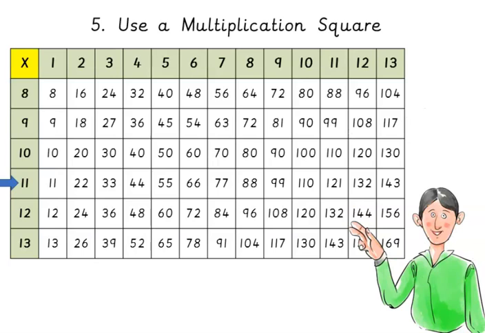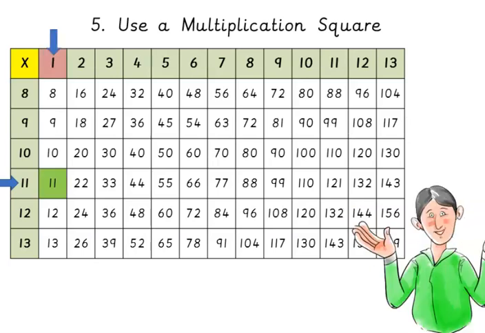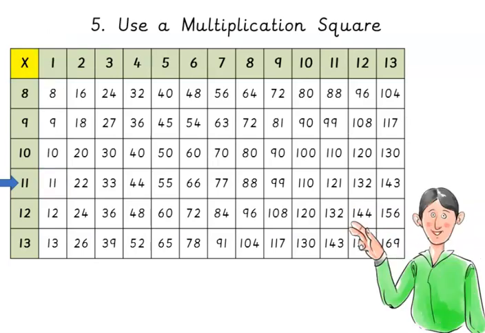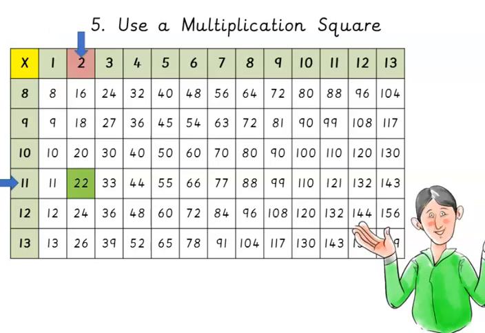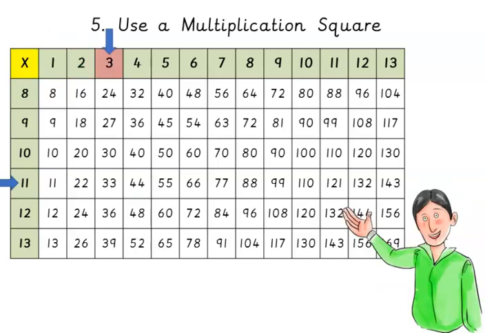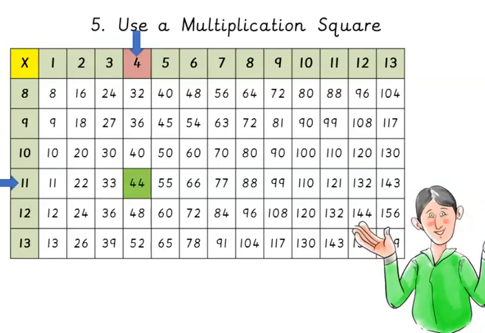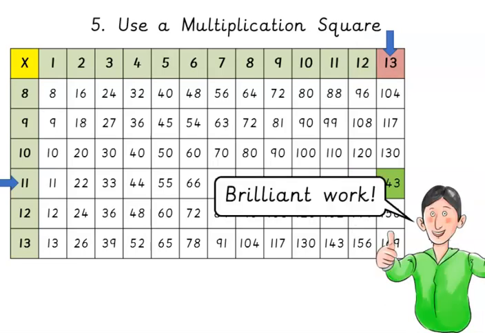So 11 multiplied by 1 is 11. The next number is 11 multiplied by 2 equals 22. 11 multiplied by 3 is equal to 33. Okay, let's speed this up. 11 4s are 44, 11 5s are 55, 11 6s are 66, 11 7s are 77, 11 8s are 88, 11 9s are 99, 11 10s are 110, 11 11s are 121, 11 12s are 132, and finally 11 13s are 143. Brilliant work!